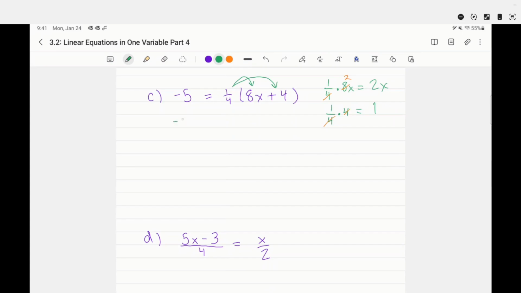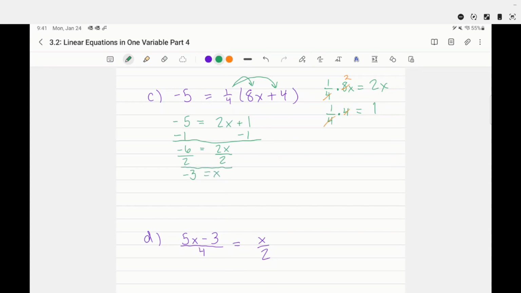So then our equation becomes negative 5 equals 2x plus 1. And then we go through and solve this normally. So minus 1, minus 1. Negative 6 equals 2x. Divide by 2, divide by 2. Negative 3 equals x.